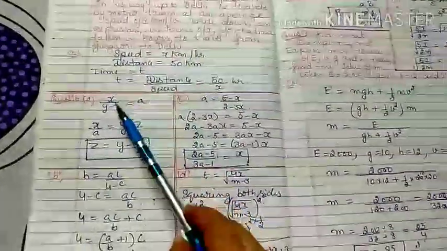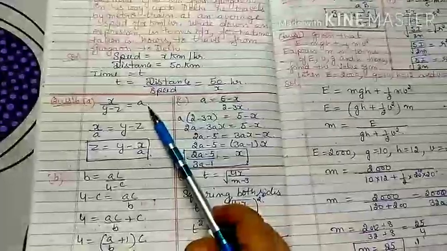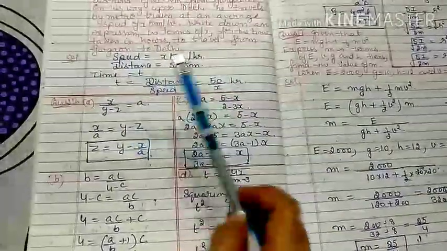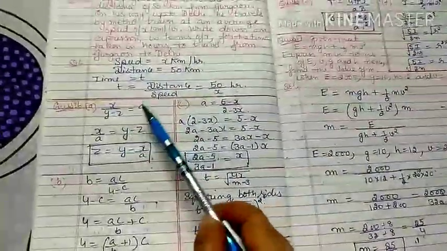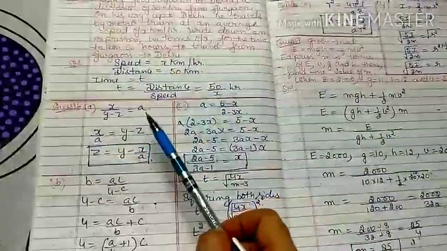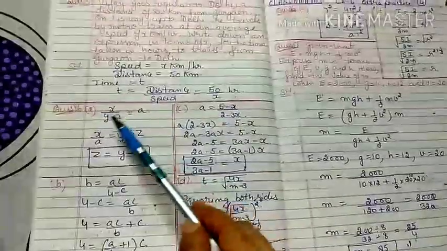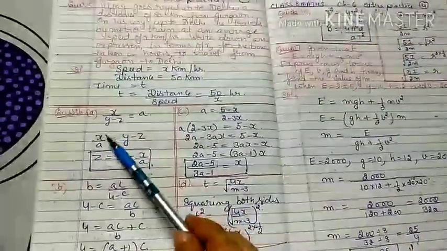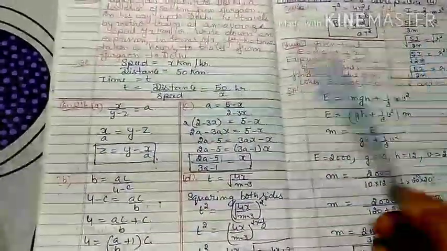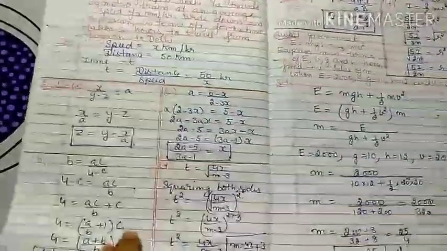In the first, x upon y minus z is equal to a. You have to extract the value of z from that. That is given in your question. So first I will cross multiply this y minus z. Now z shifted to this side changes to positive and x minus a shifted to this side. So that is my required value of z.